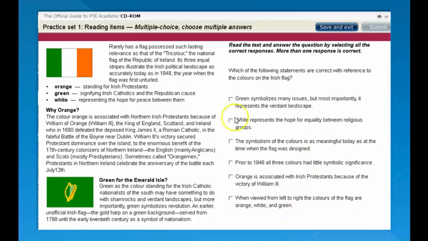Now that we know what we're looking for, we can evaluate all of these. So skimming, we see we have a picture of the flag. When viewed from left to right, it's orange, white, and green. It's actually green, white, and orange. That's false. So that is not correct.